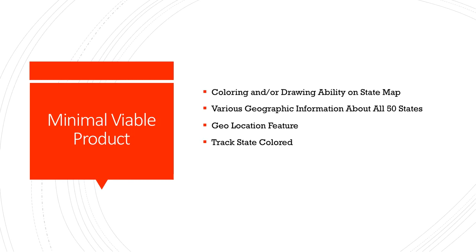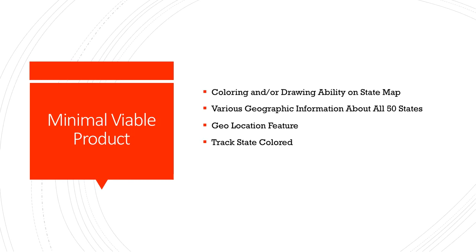So the minimum viable product of the app would be the coloring or drawing ability on the state map. All the apps my son uses have some kind of coloring ability, and that's what I noticed. They like that, and then it will present some geographic information. So this is something that parents can share with the kid. The geographic information itself is going to be a conversation piece. And if the kids are a little older, they can learn actually about themselves.